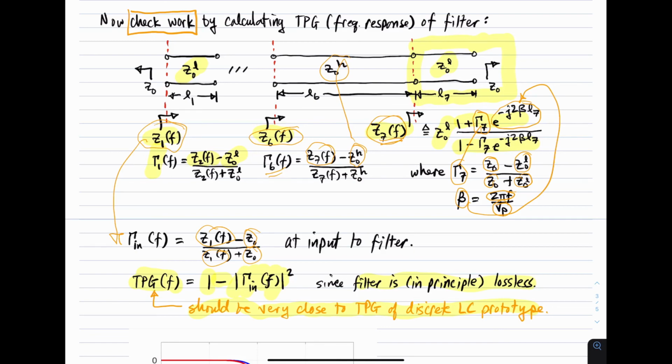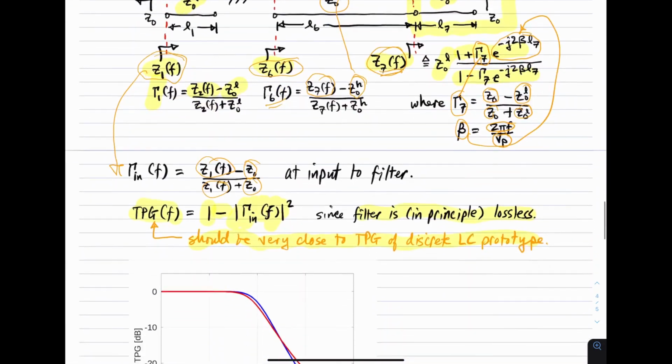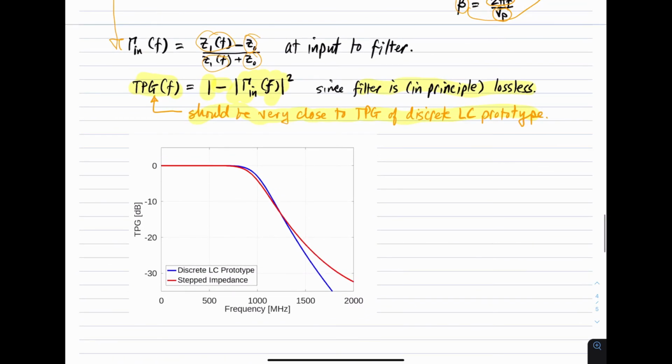So in the example that I worked out up here, I have done this check and plotted the results. And here's what I find. This is transducer power gain as a function of frequency. Recall that the cutoff frequency is 1 gigahertz. And 0 dB is lossless response, so the passband is flat. Blue represents the discrete LC prototype, so that blue curve is the Butterworth response. The red curve is the response that I've calculated for the stepped impedance filter.